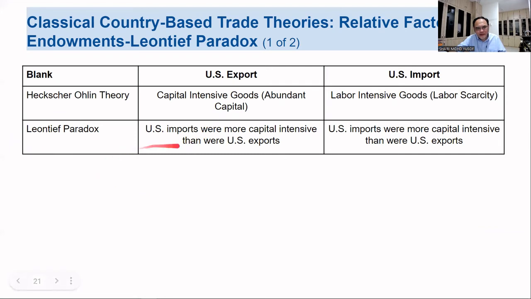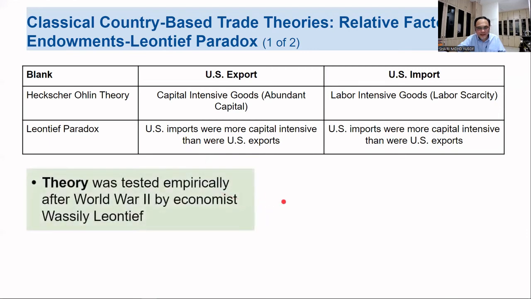The empirical test resulted in not being able to prove the theory. So this is why we call it the Leontief paradox. US imports were more capital intensive than US exports. You understand? That means it's actually against what was suggested. So he used this.